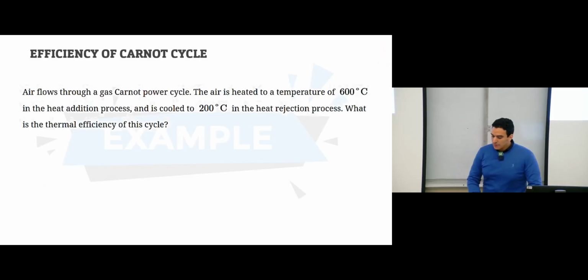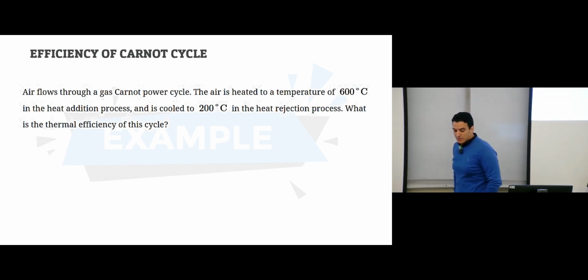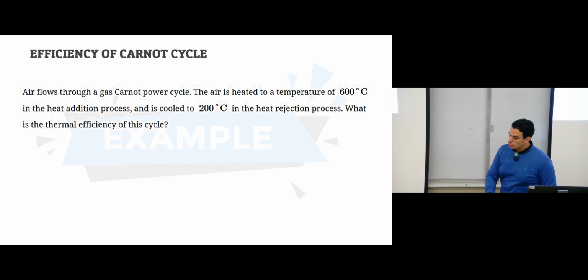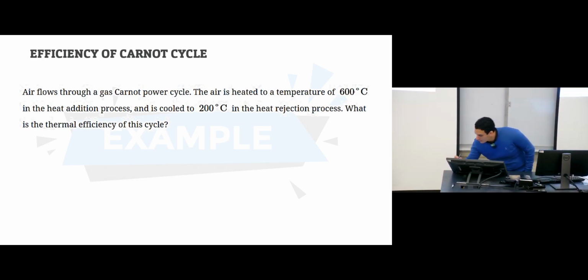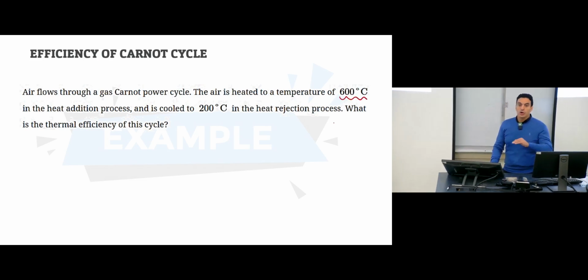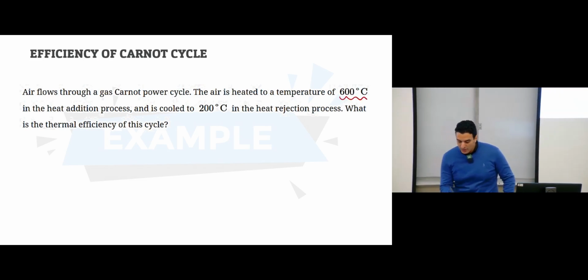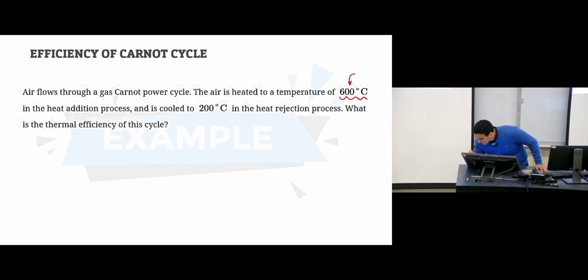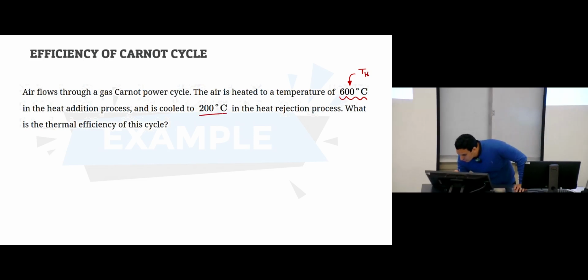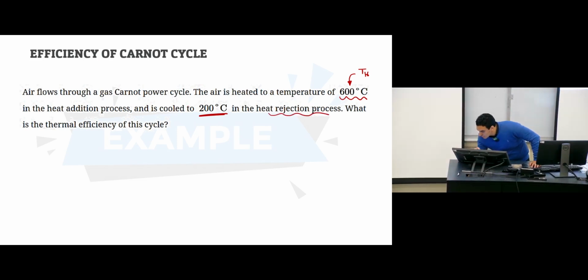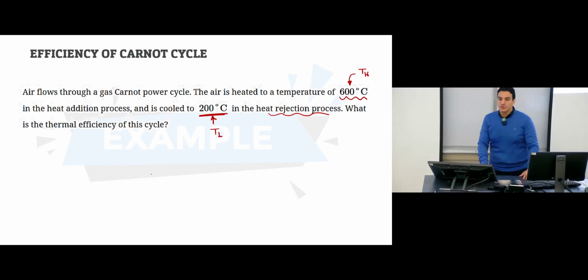So let's see this example. This example says we have air. This air flows through a gas Carnot cycle. The air is heated to a temperature of 600 degrees Celsius. So this is the temperature that we are heating the working fluid to in the heat addition process. This one represents TH, the temperature of the working fluid at the high temperature reservoir. And it's cooled to 200 degrees Celsius in the heat rejection process. So this one is TL, the temperature of the working fluid at the low temperature reservoir.